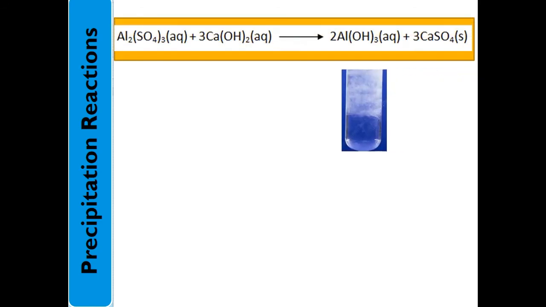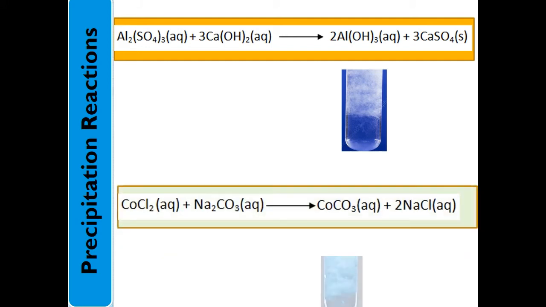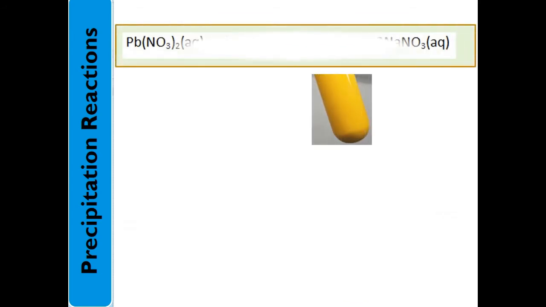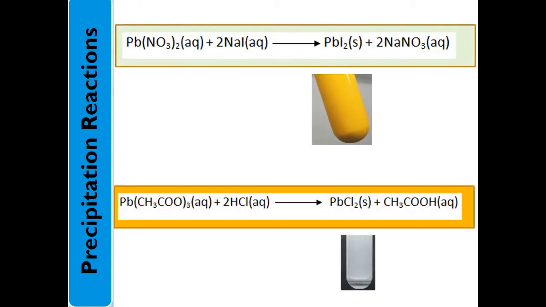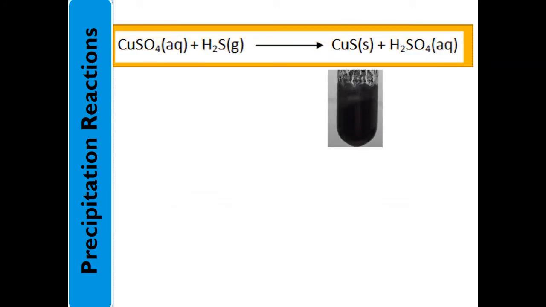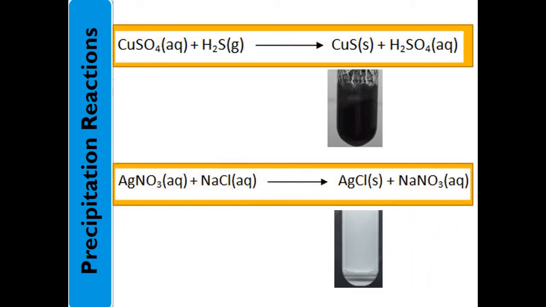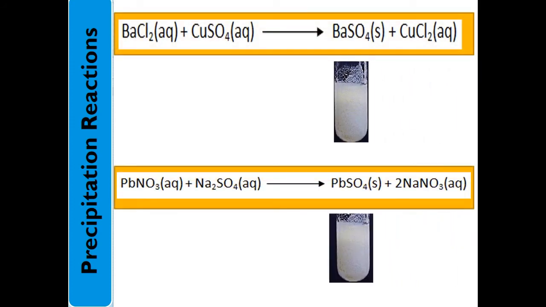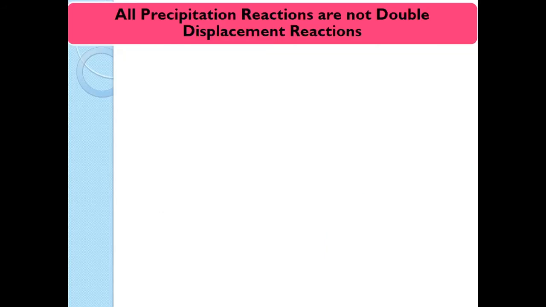It can be seen that the color of aluminium hydroxide precipitate is gelatinous white and the color of cobalt carbonate precipitate is bluish. Similarly, so many precipitation reactions are there in which precipitates of different colors are produced, and all these are double displacement reactions. We have seen so many precipitation reactions which are double displacement reactions.